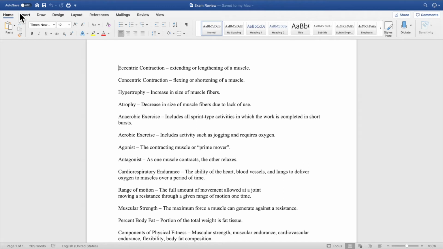We already talked about anaerobic and aerobic exercises. Anaerobic is without oxygen. Aerobic exercises means with oxygen.